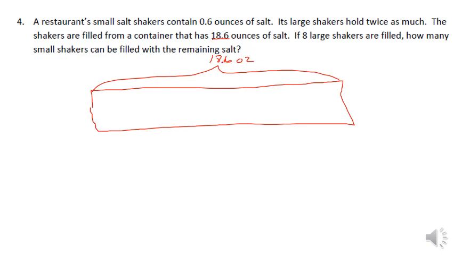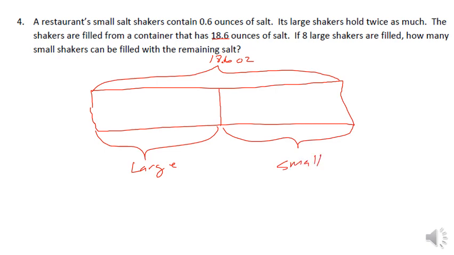Should I get my decimal in there? Now, it says that we have large, and then we have small shakers. Now, if I look at this, it says 8 shakers were filled. Okay. A restaurant's small shakers contain 0.6 ounces. So I'm going to put over here that each one of these has 0.6 ounces. The large shaker is twice as much. So I know the large ones are going to be 1.2 ounces.